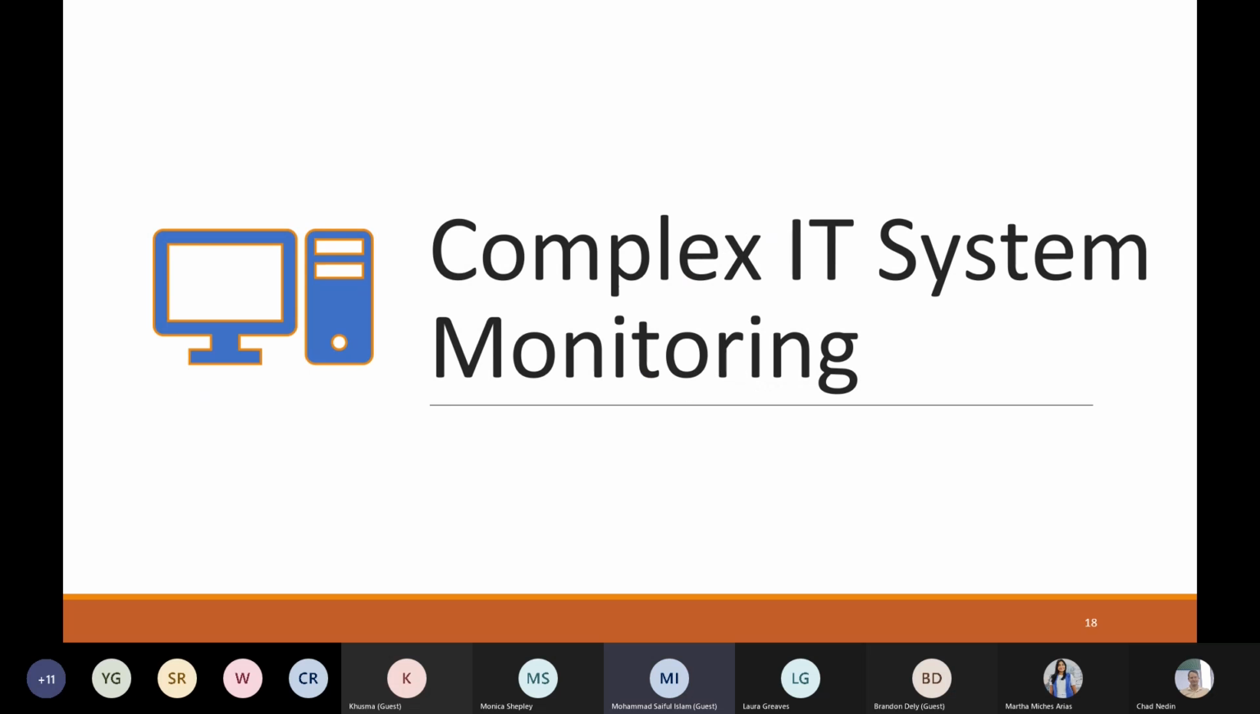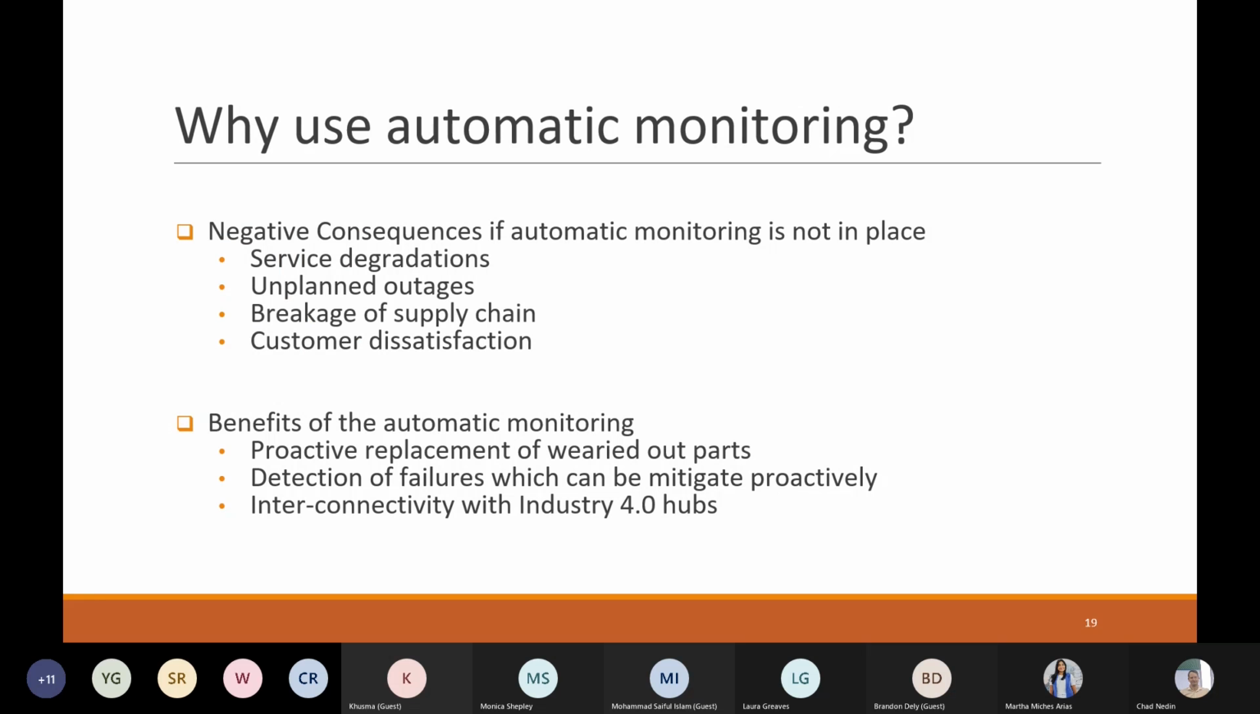Now, we'd like to share our experience of implementing a solution in a complex IT system: cloud platform monitoring. A cloud environment is very complex. What happens if you don't do that? It is almost infeasible for a human to monitor the cloud environment. It is possible for one to even five servers. But when you have thousands of servers, it is not feasible to monitor by humans, even deploying multiple people. Service degradation, unplanned outages, supply chain breakage, and customer dissatisfaction are common side effects if you do not take care of that.